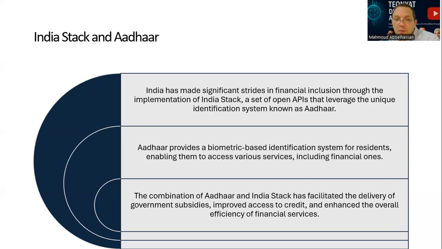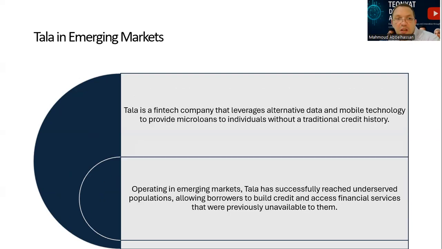is very limited. In India, there are significant strides in financial inclusion through implementing India Stack, a set of open APIs that leverage a unique identification system known as Aadhaar. Aadhaar provides a biometric-based identification system for residents, enabling them to access various services, including financial ones. The combination of Aadhaar and the India Stack has facilitated the delivery of government subsidies, improved access to credit, and enhanced the overall efficiency of financial services.